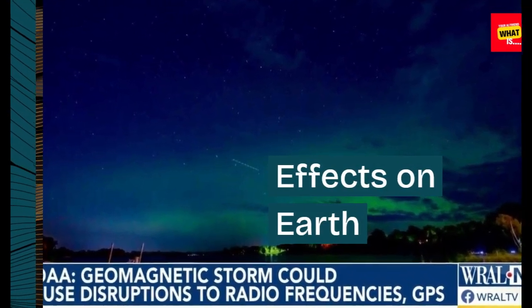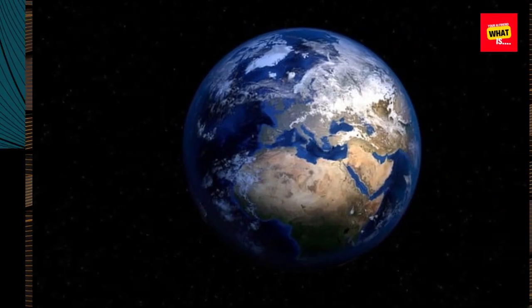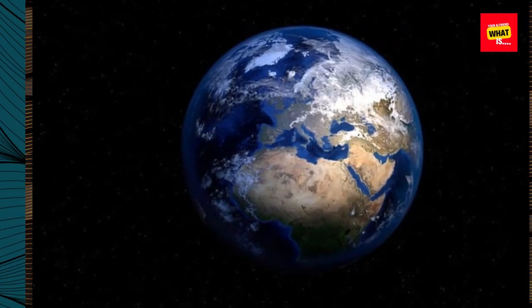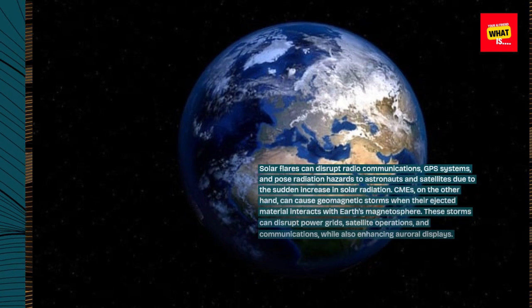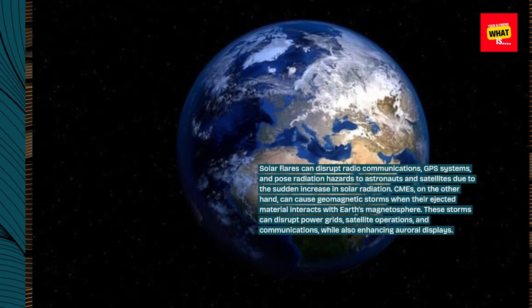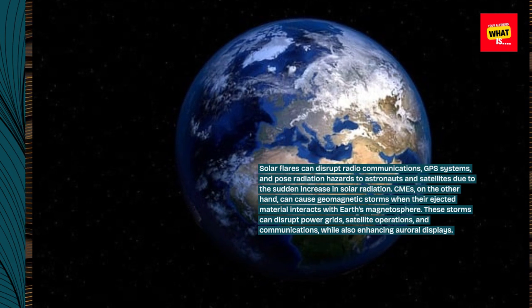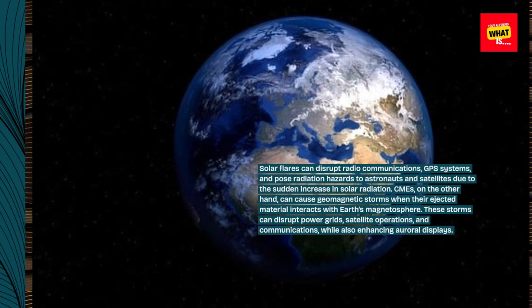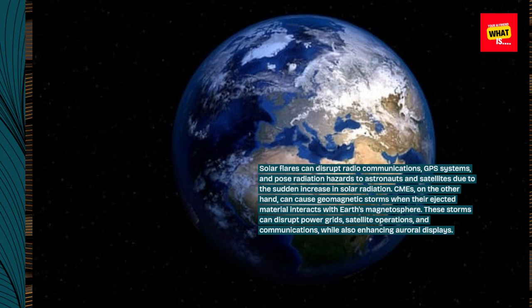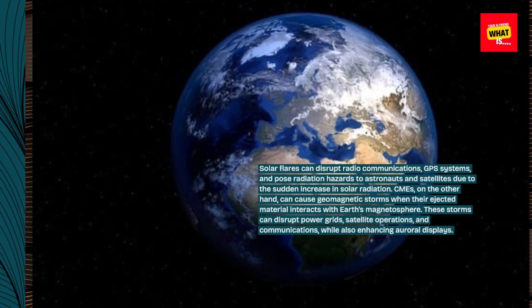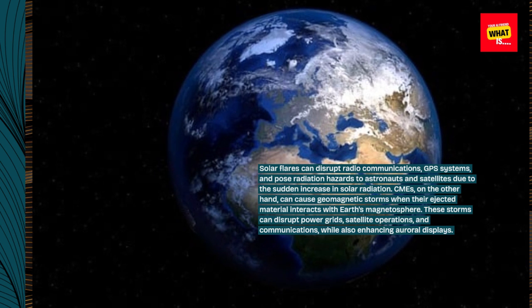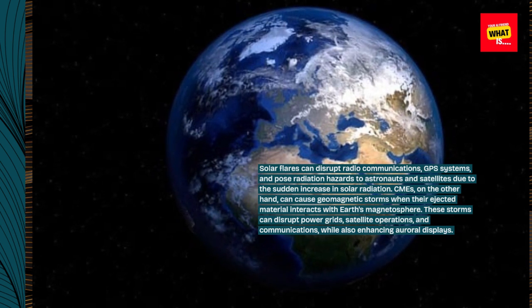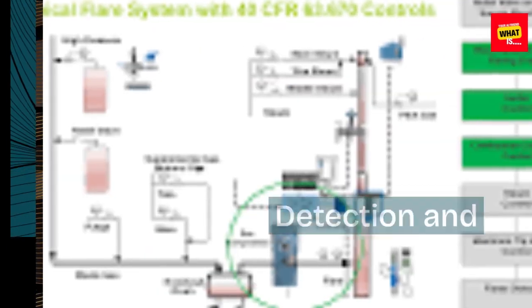Effects on Earth. Solar flares can disrupt radio communications, GPS systems, and pose radiation hazards to astronauts and satellites due to the sudden increase in solar radiation. CMEs, on the other hand, can cause geomagnetic storms when their ejected material interacts with Earth's magnetosphere. These storms can disrupt power grids, satellite operations, and communications, while also enhancing auroral displays.